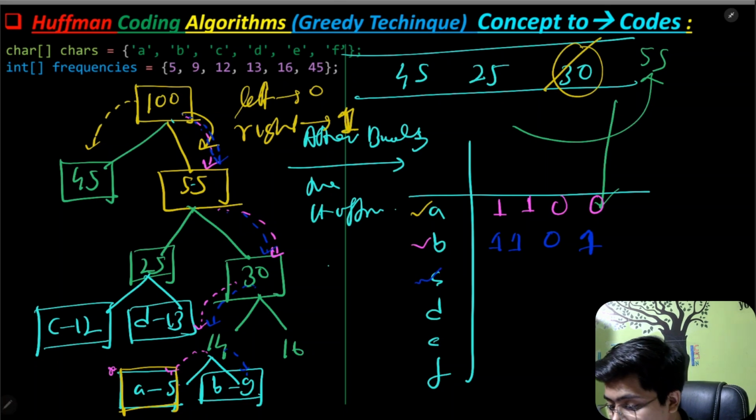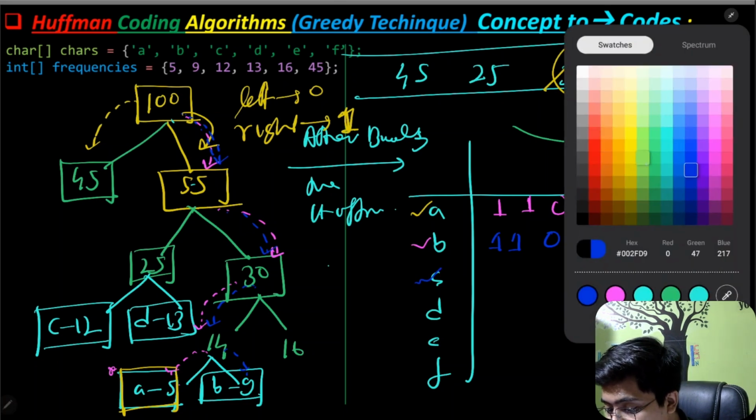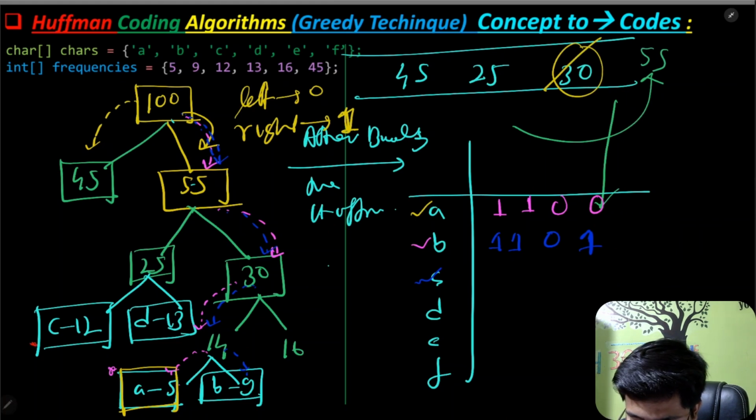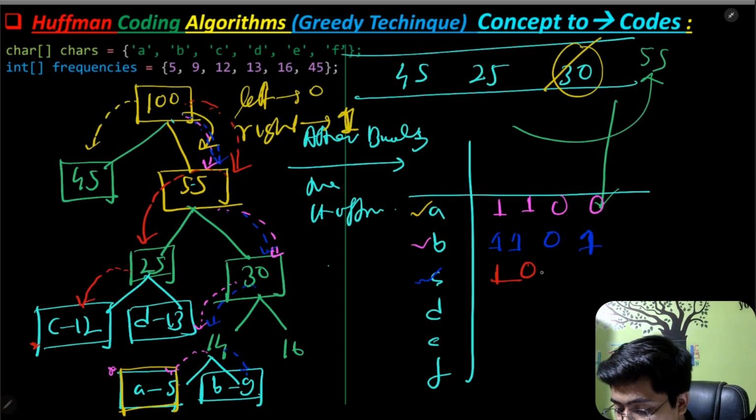Now we will be finding C. What is C? This is C here. Now look, this is from where we start, and we are traversing in the right side, so we'll be putting 1. Then after this right side, that is our C, so we are traversing from here in the left side, so we put 0. After that we are again traversing in the left side, so we again put 0. For left we are putting 0, and for right we are putting 1.